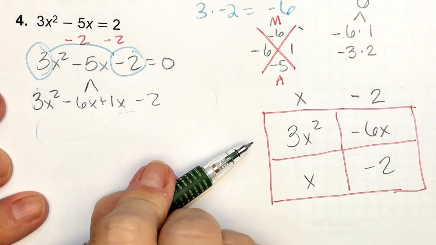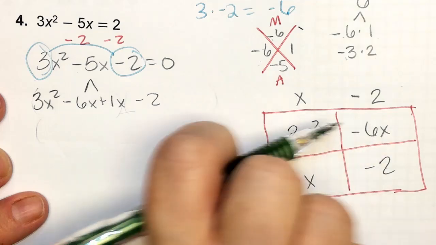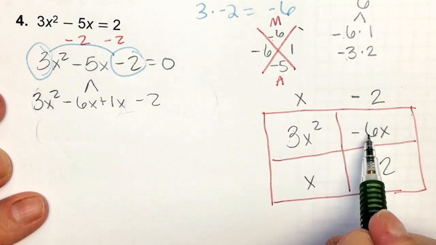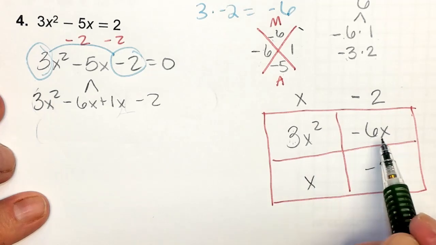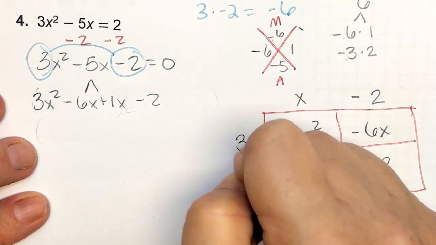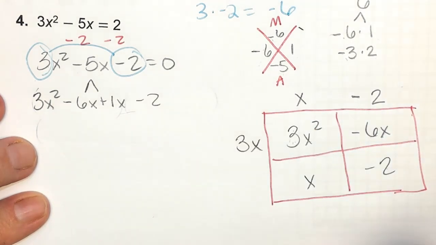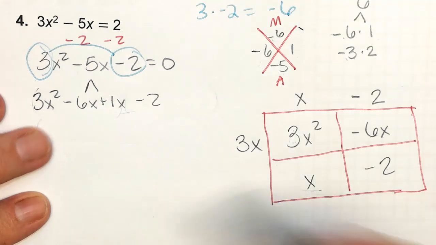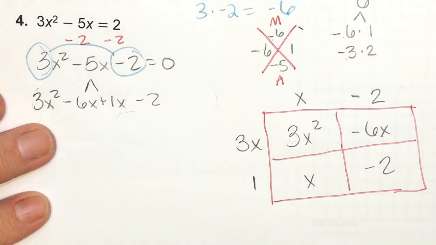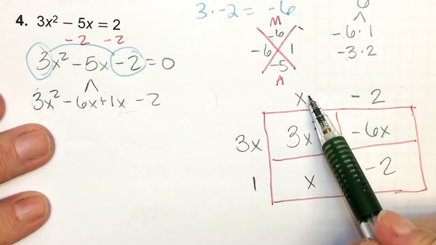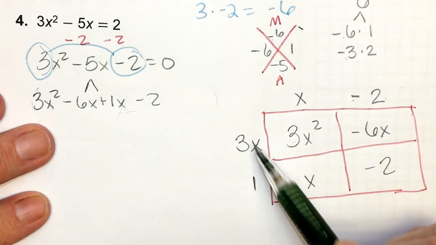All right, so now we're looking at it this way. What does it have in common this way? They have a 3 in common, right, because both of those numbers can be divided by 3. They also have an x in common. So we have a 3 and an x. And if we look this way, do they have anything in common? No, that's okay. They can both be multiplied by 1. So basically our factors are x minus 2 times 3x plus 1.